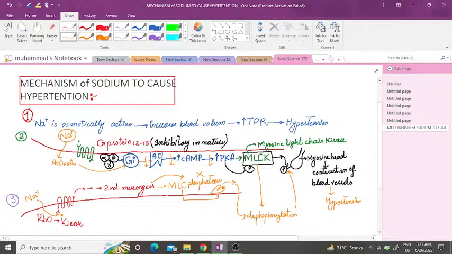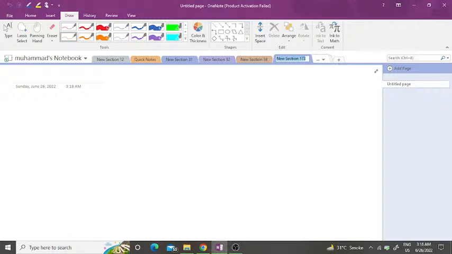Definitely, when myosin light chain phosphatase is inhibited, it will not be able to cause the dephosphorylation of this myosin head. When myosin head dephosphorylation does not happen, the blood vessel will be contracted for a longer period, and that will lead to hypertension. So this is the third mechanism of how sodium is going to cause hypertension. Okay, now come towards the fourth or the last mechanism.